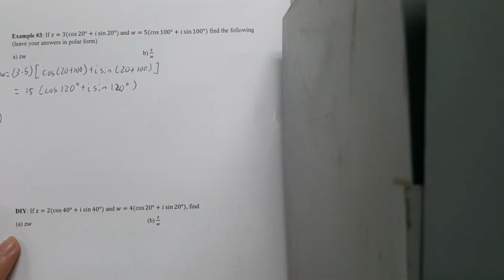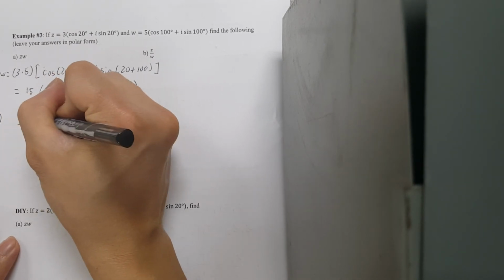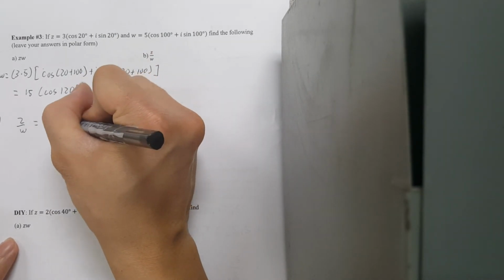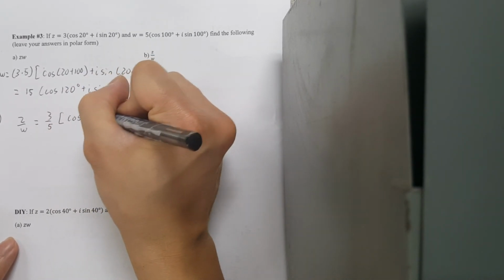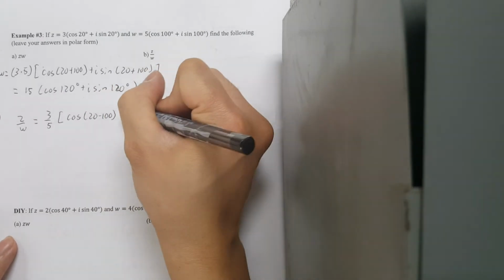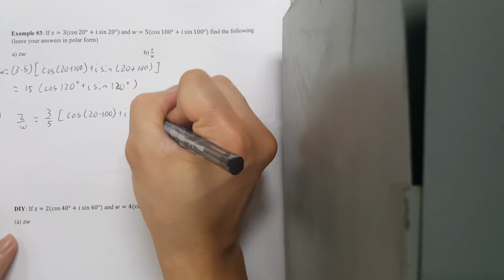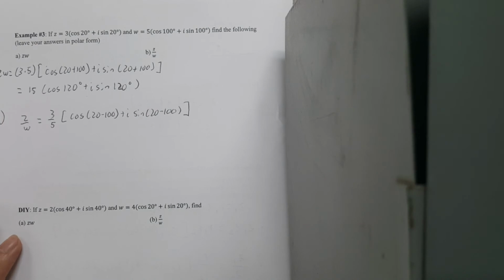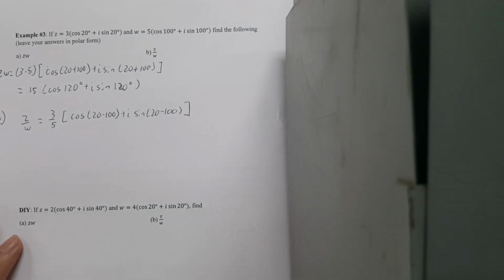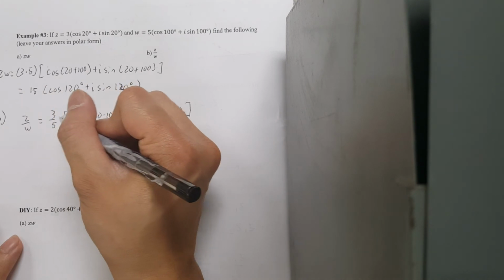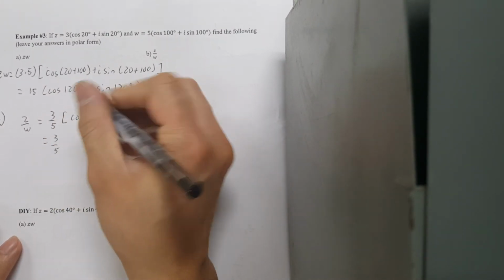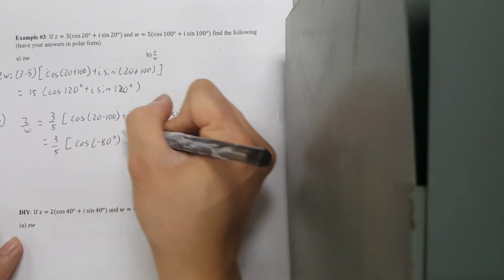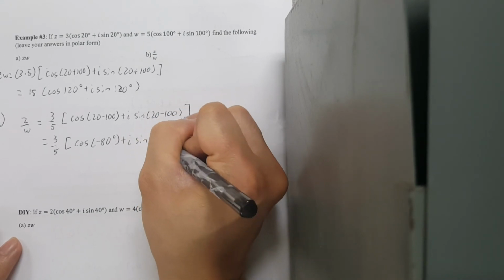Now letter B. If I want to divide z by w, I get 3 over 5 cosine of 20 minus 100 plus I sine of 20 minus 100. And so this turns into 3/5 cosine of negative 80 plus I sine of negative 80.